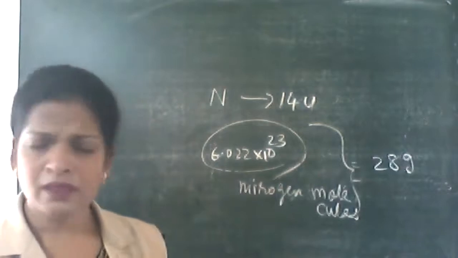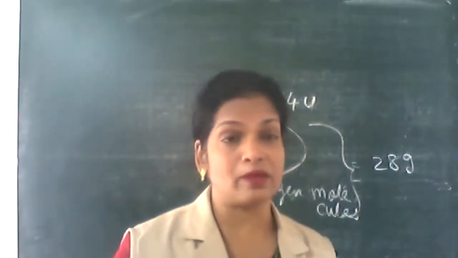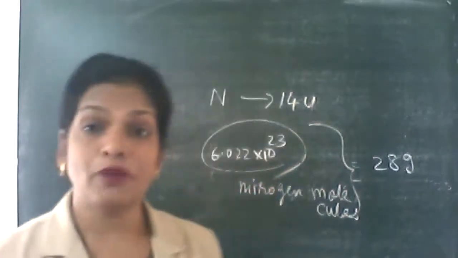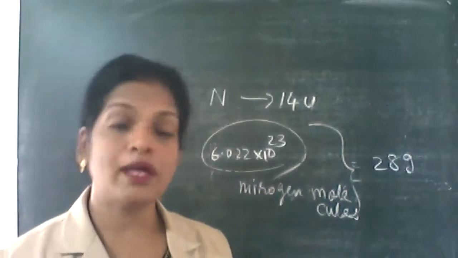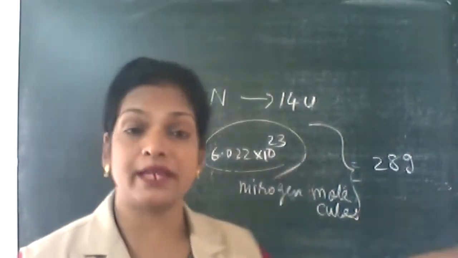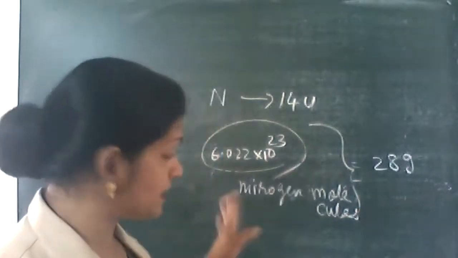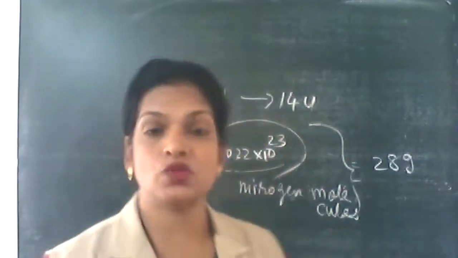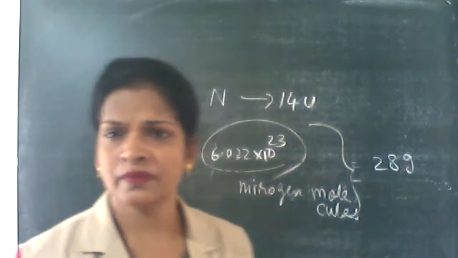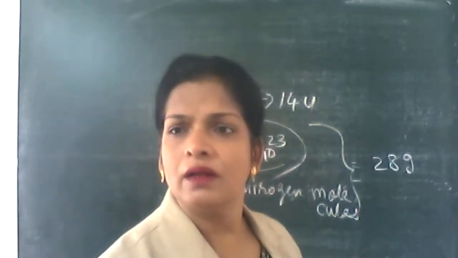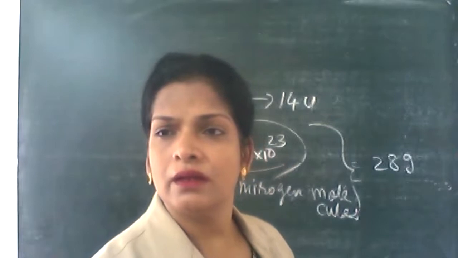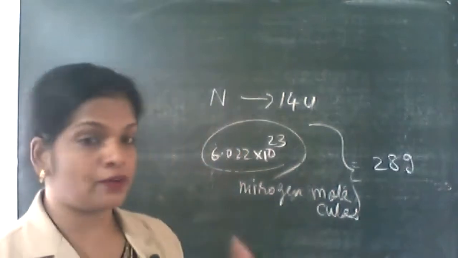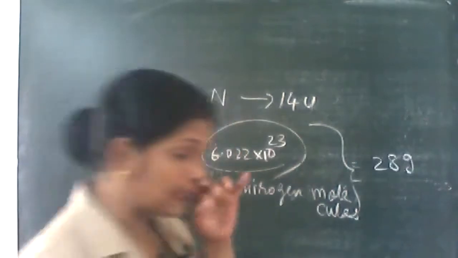Once again, telling in terms of gram per mole: molar mass of nitrogen atoms, 14 grams per mole. Molar mass of nitrogen, 28 grams per mole. Molar mass of nitrogen gas, 28 grams per mole. Molar mass of nitrogen molecules, 28 grams per mole. All right. So when they specify, then only you can take 14 in the case of nitrogen.